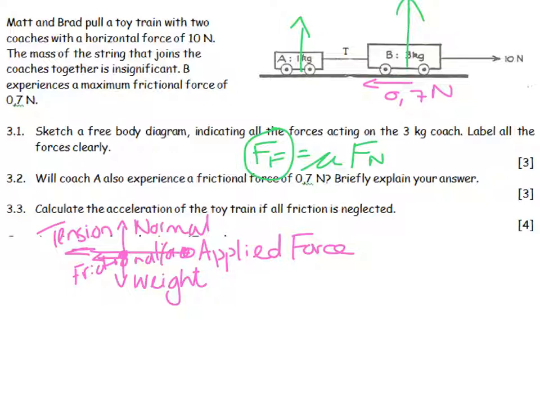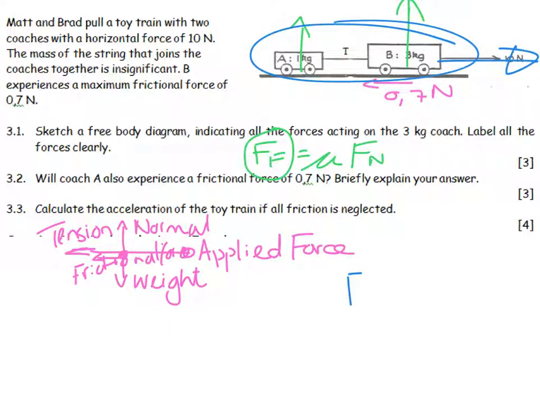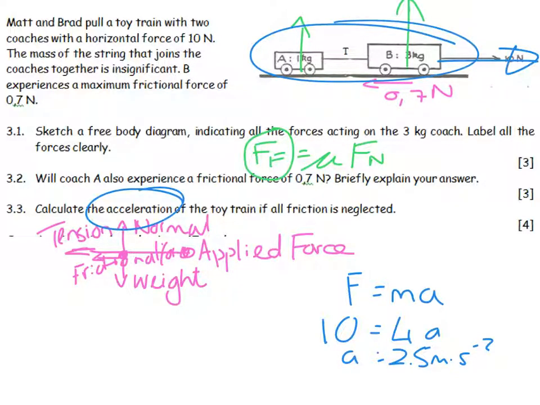Calculate the acceleration of the toy train if all friction is neglected. So now we have the simplest system in the whole wide world. It's a 4 kilogram system being pulled by a 10 Newton force. So F is equal to ma, and 10 is equal to 4 times acceleration, and acceleration is going to be 2,5 meters per second squared, and it's an acceleration which is a vector, and therefore you have to have a direction.